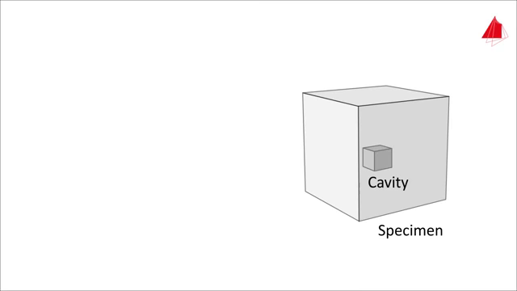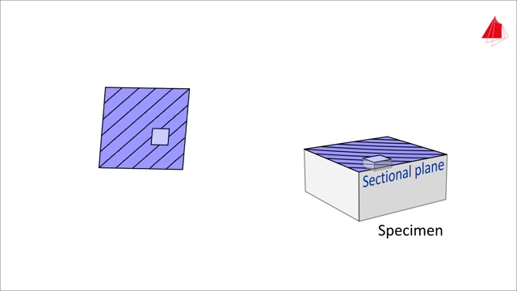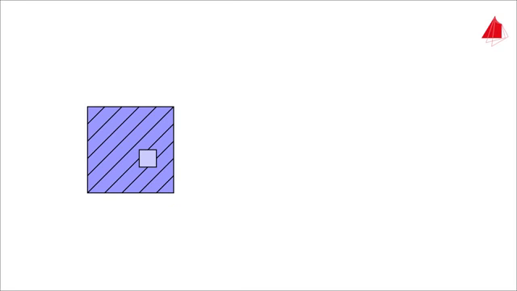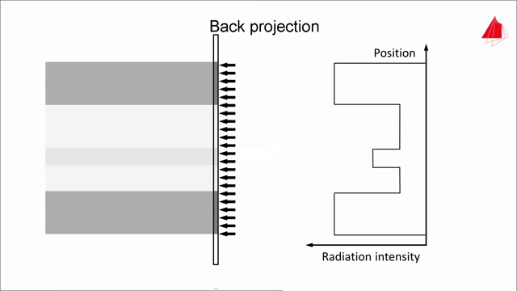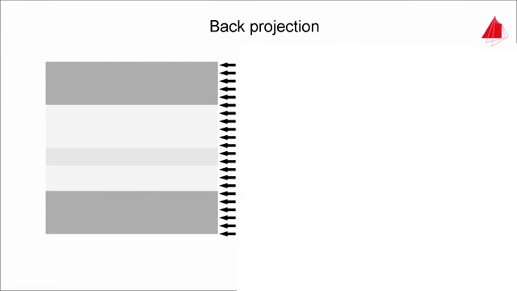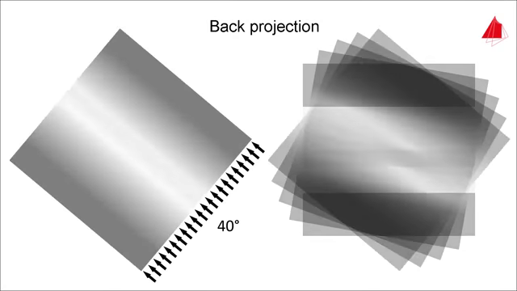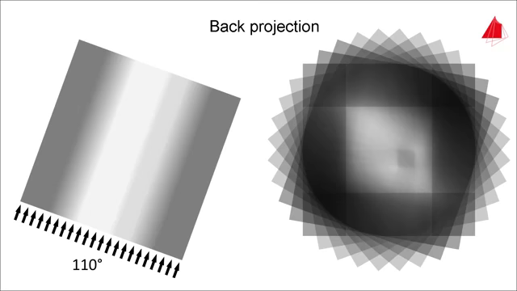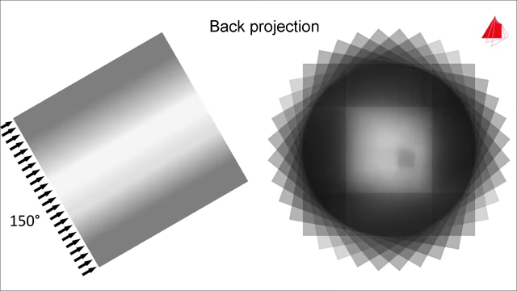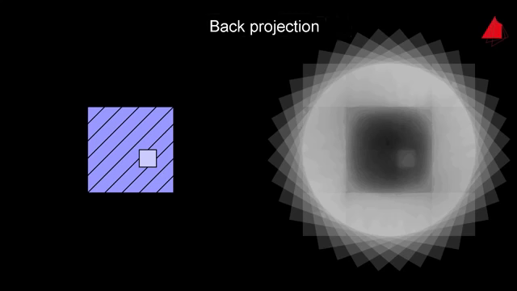To demonstrate the principle, we will explain the back projection of a sectional plane that goes through the cavity. The sectional plane looks like this. After having taken all X-ray images, the distribution of the transmitted X radiation is projected back into the sectional plane. This process is repeated for each X-ray image and the distributions are superimposed. With each superposition, the quality of the model increases. Displayed as a positive image, the back projected plane looks like this.